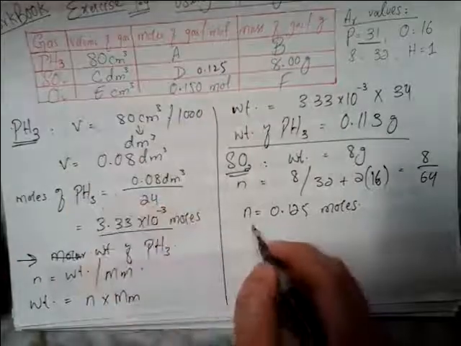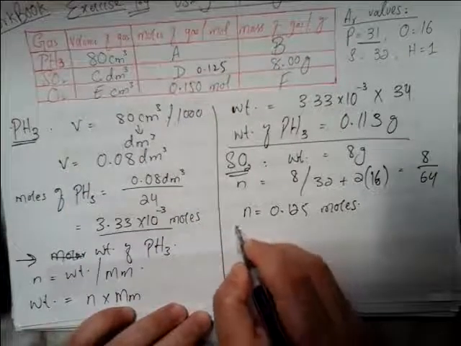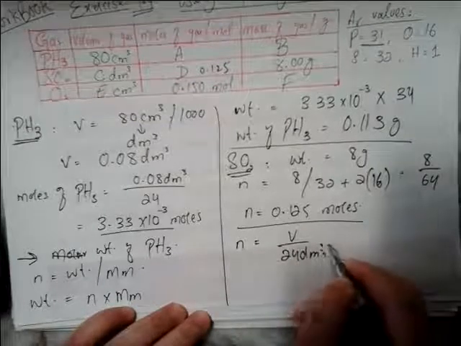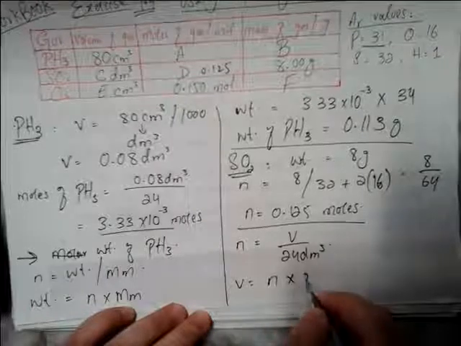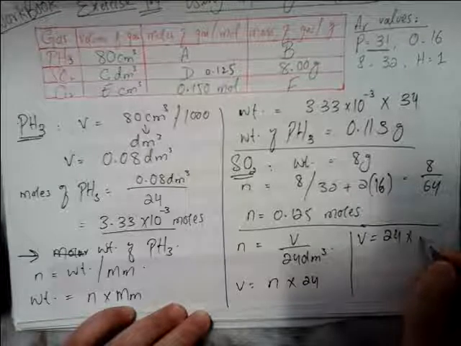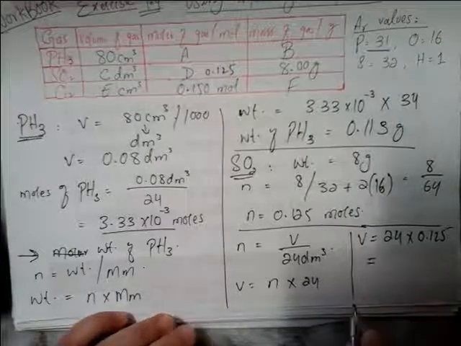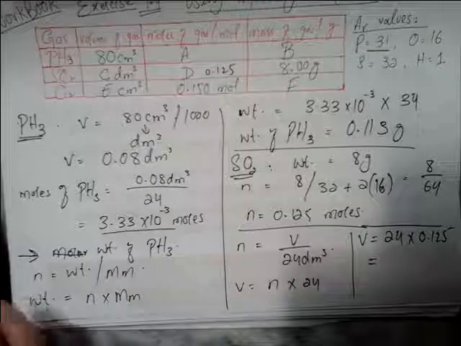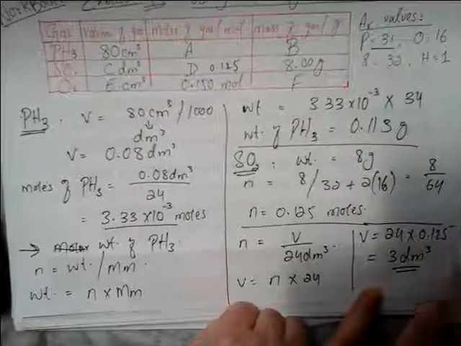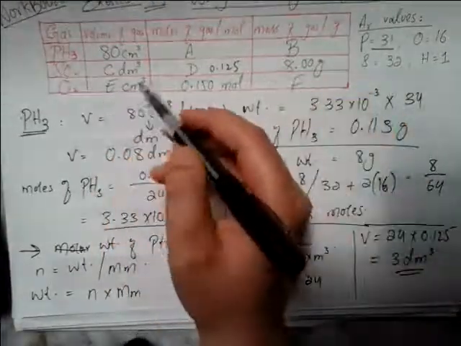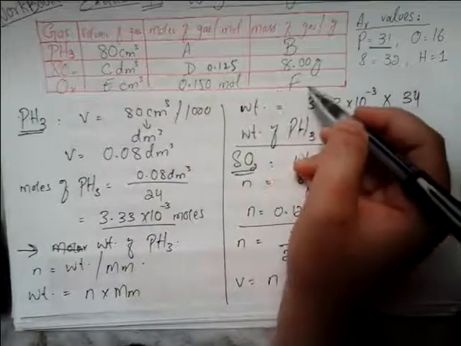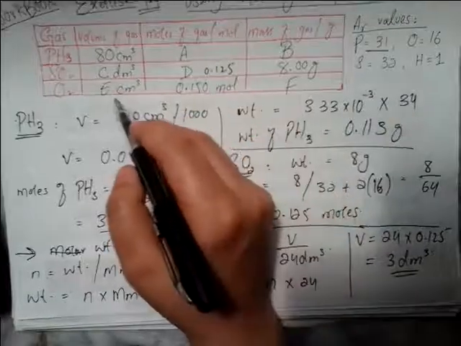Is that clear? Now again, the volume becomes very easy. We know that V over 24 decimeter cube equals moles, so the volume becomes moles multiplied by 24, which is 0.125 multiplied by 24. So the volume becomes 3 decimeter cube. The same way you can also find the volume of oxygen. Only moles are given, very easy. Through moles you can find gram, and through moles you can also find the volume.